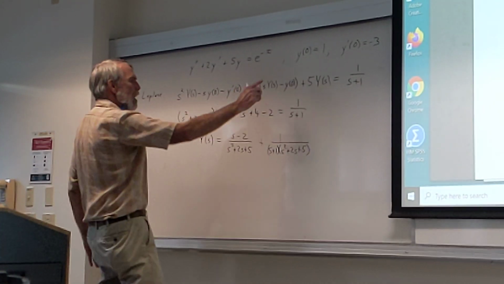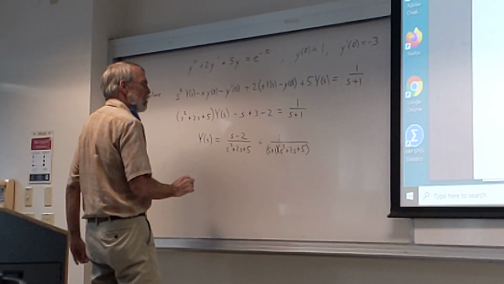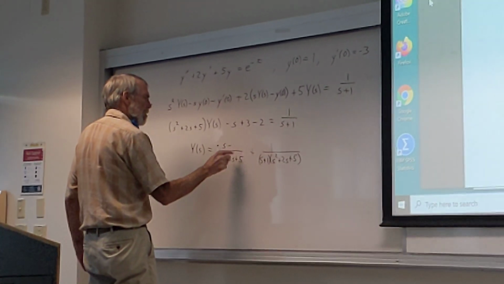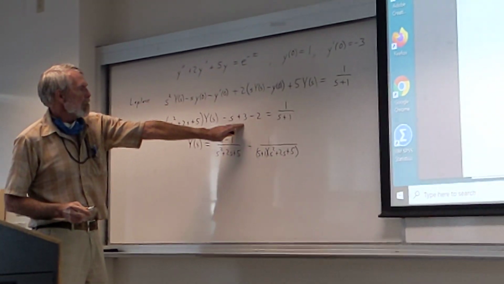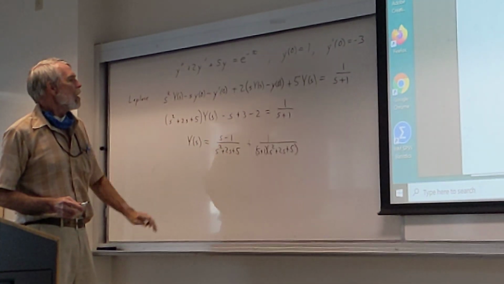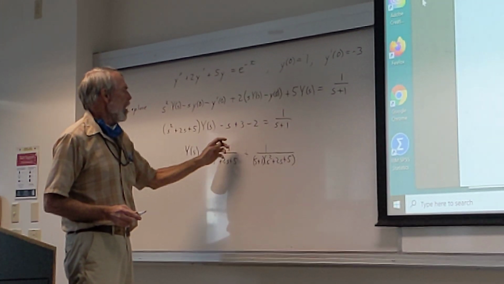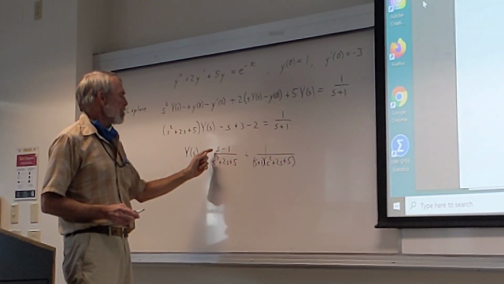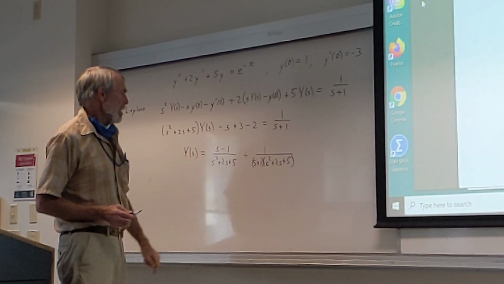Oh, whoops, that's minus, this should be plus 3. Thank you. Minus 1, right? There's a minus 3 up there, this becomes a plus 3. Okay? So then, minus 2, that becomes plus 1. Switch it to the other side, this becomes an s minus 1 divided by this particular quantity, and this.